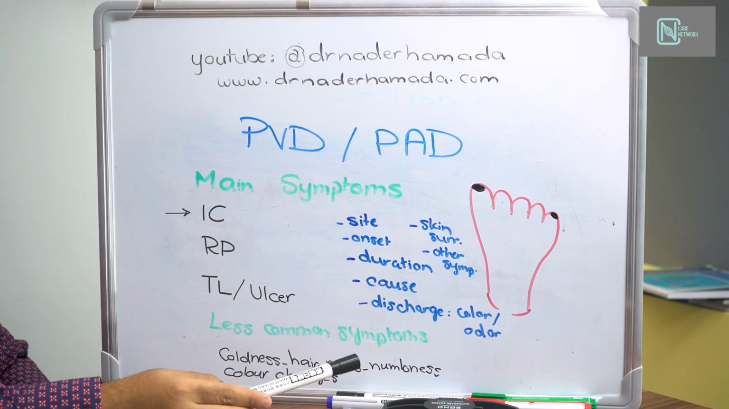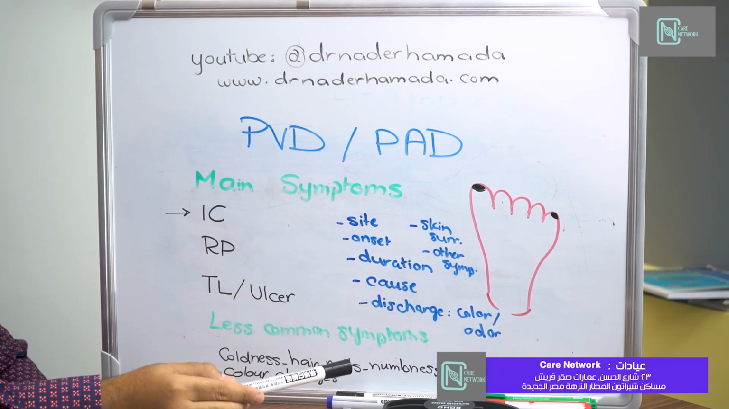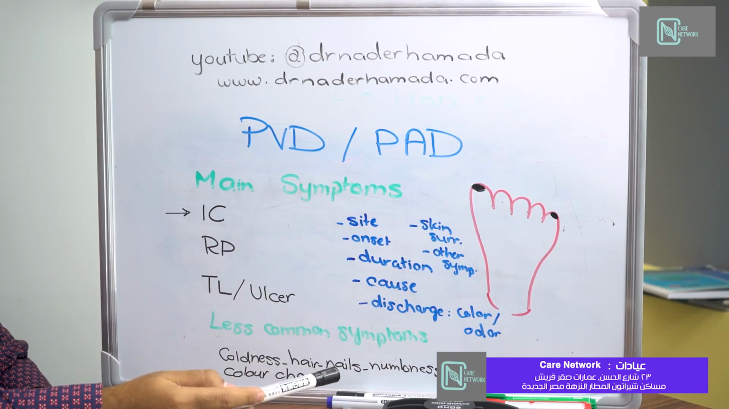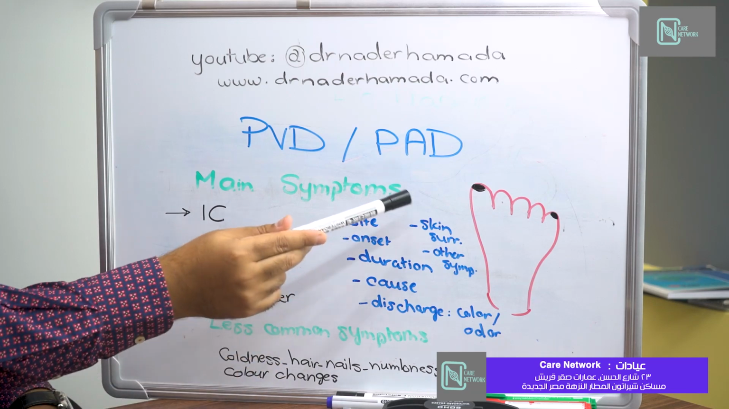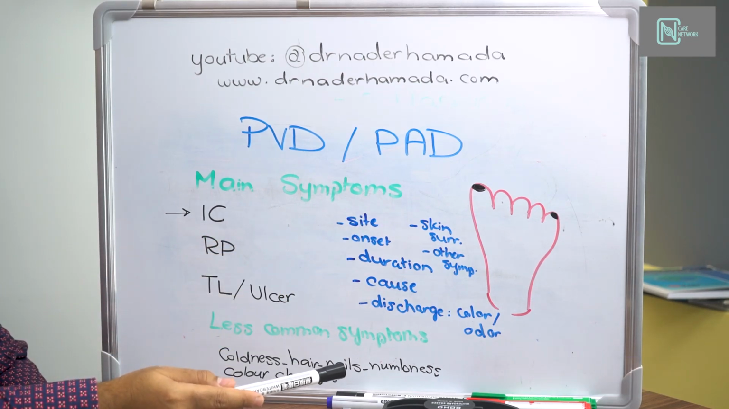You have to remember during inspection and examination to separate the toes and look between them, because if the patient has an ulcer there and he is diabetic and doesn't feel any pain, he might not know that he has an ulcer.